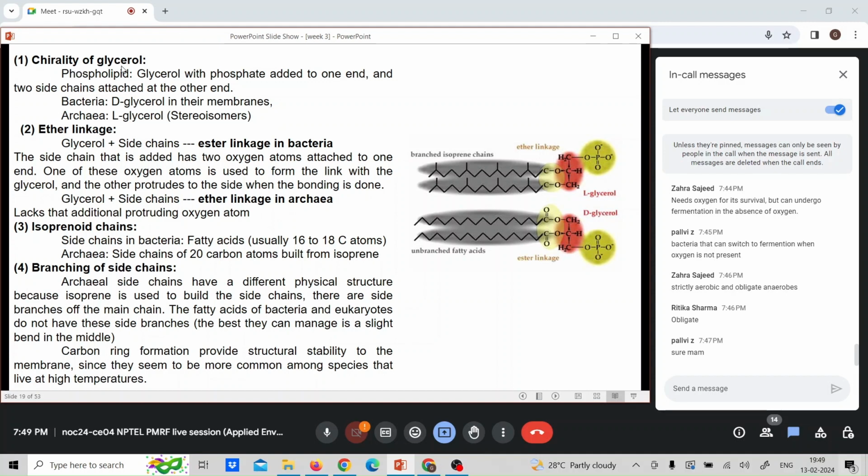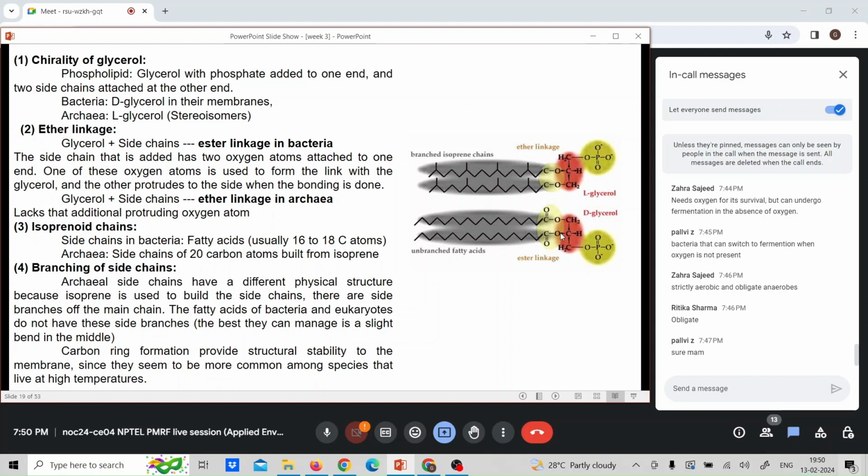The chirality of glycerol, as discussed: you can see glycerol with phosphate added to one end and two side chains added to the other end. That is what we call a phospholipid. But in bacteria there is a D-glycerol and in archaea there is a L-glycerol. Remember this: archaea has L-glycerol, whereas normal bacteria generally has D-glycerol. And in the ether linkage, the side chain that is added has two oxygen atoms attached to one end. One of these oxygen atoms is used to form a link with glycerol and the other protrudes to the side, as you can see.